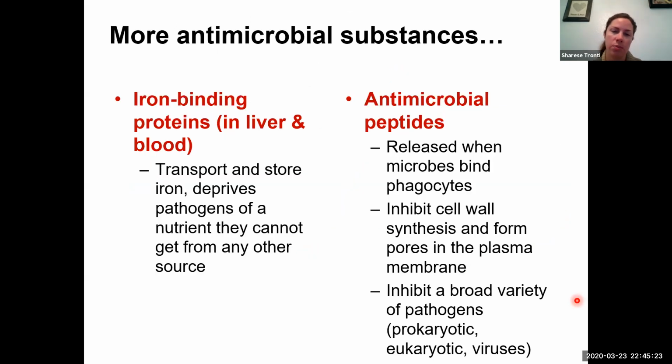And lastly, we were talking about the transferins. Transferins, again, bind to iron. Iron is something that's needed by microbes. So if we bind to all the iron, then the microbes can't use iron, and then they're starved. And then also the antimicrobial peptides. They will inhibit cell wall synthesis and form pores in the plasma membrane. So this is also helping to inhibit some of these pathogens.